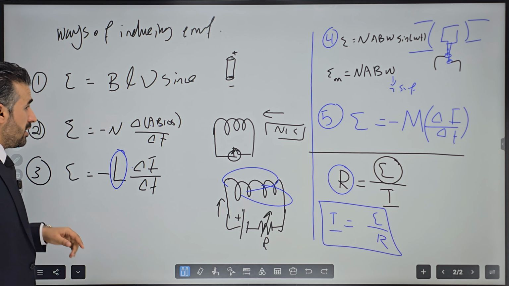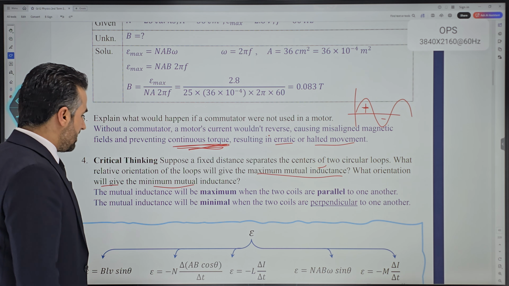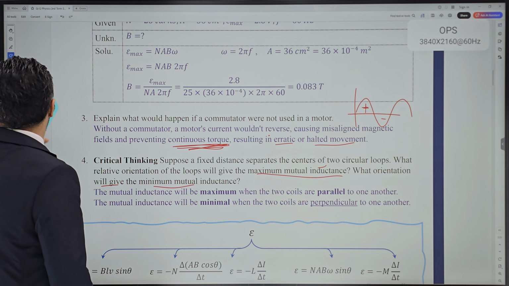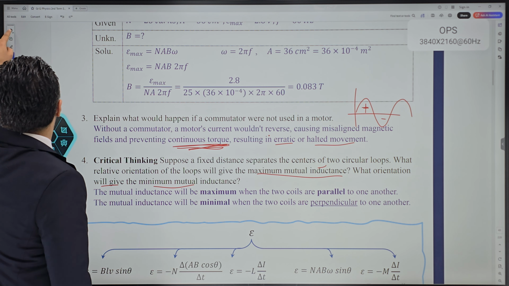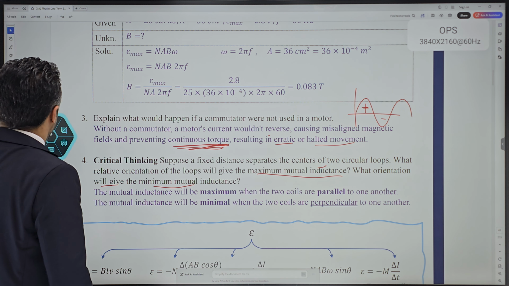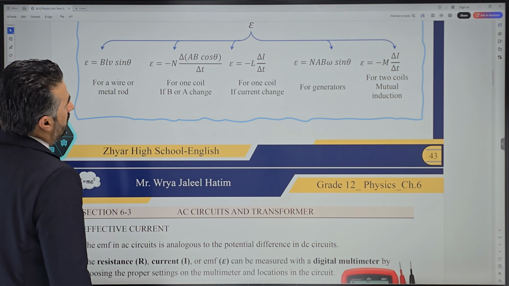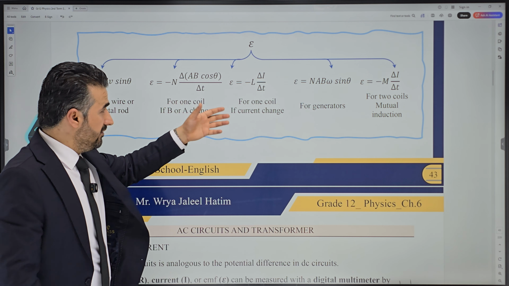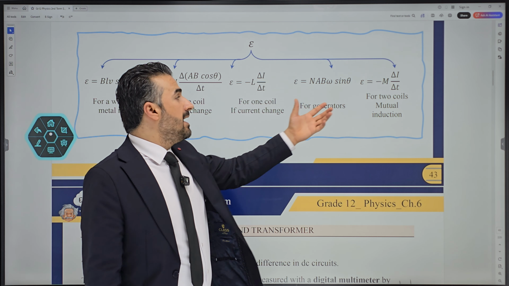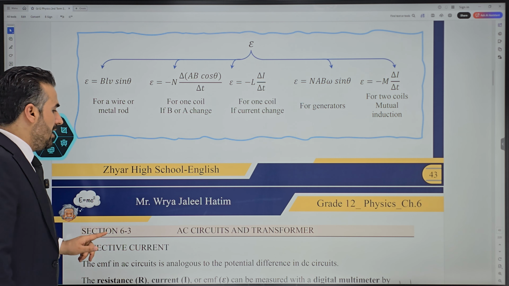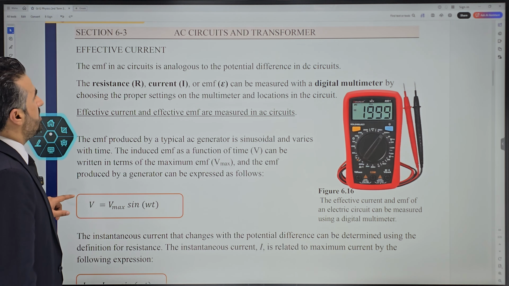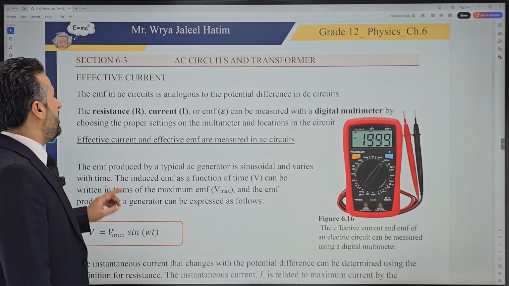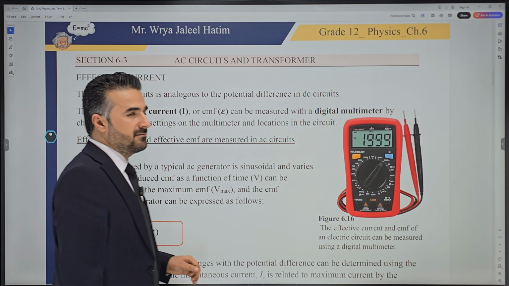Now let's jump into the next session, but I'll have to check the time one more time just to see if we have enough time to start the new section. These are a recap of all the methods of inducing EMF, with a little bit of detail on when to use each one of these equations. I believe it is best to save this for the next lesson.